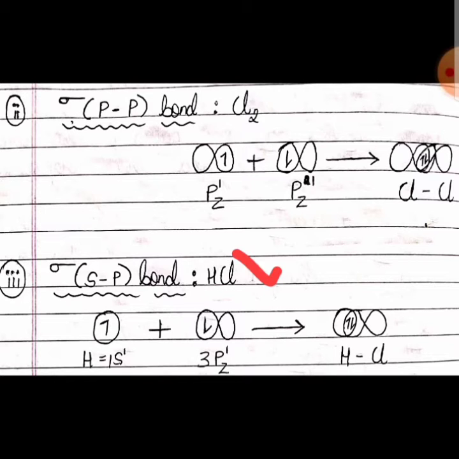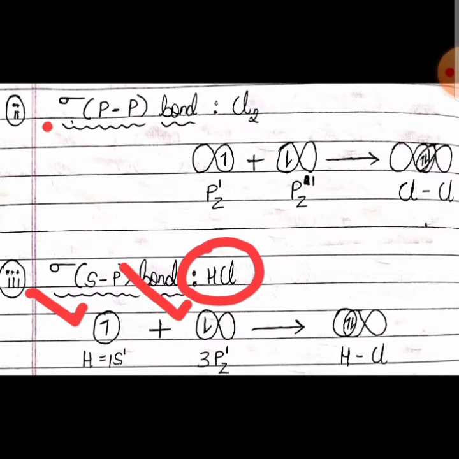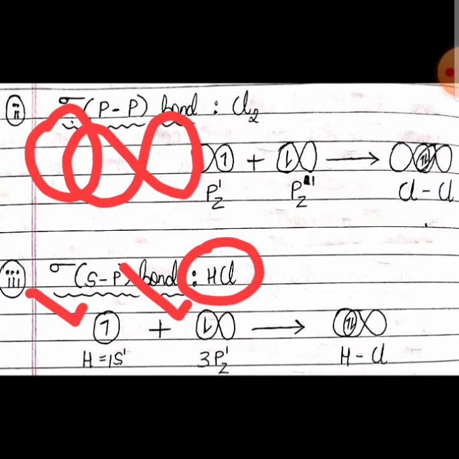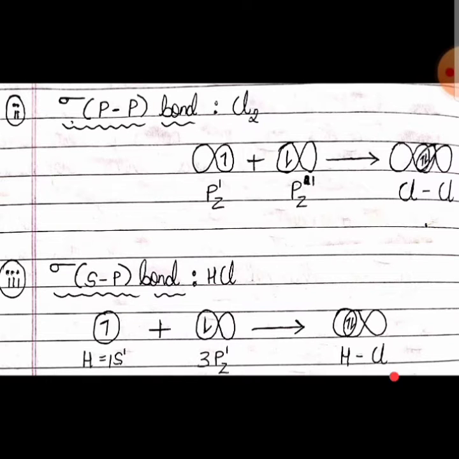Let us take one more example. Here we can find the overlapping of an s orbital and a p orbital, in HCl, hydrogen chloride. There is an overlapping of the s orbital of hydrogen and the p orbital of chlorine. Both these half-filled atomic orbitals overlap axially to form a sigma bond between hydrogen and chlorine.